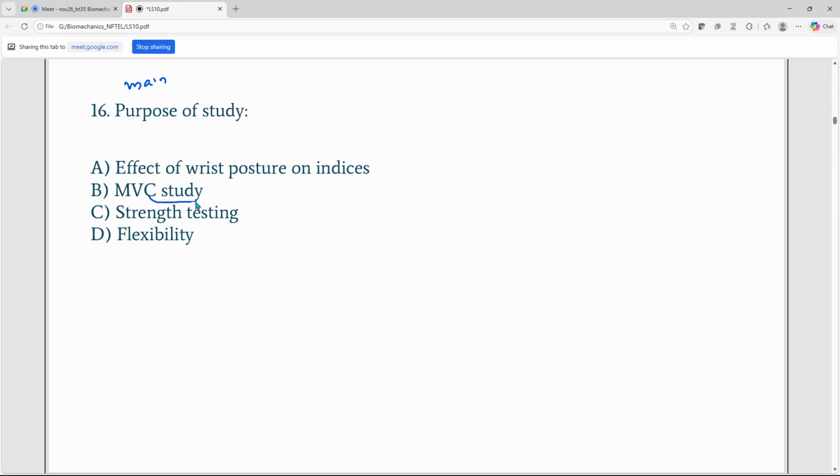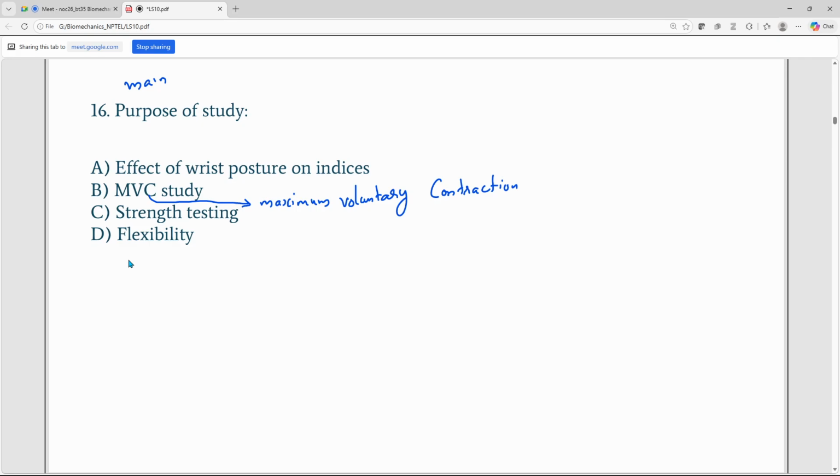MVC is maximum voluntary contraction. Is it to explore the maximum voluntary contraction of fingers? Option C, is it to test the strength of finger muscles? Option D, is it to investigate the flexibility of wrist joints? What was the main purpose of the study?